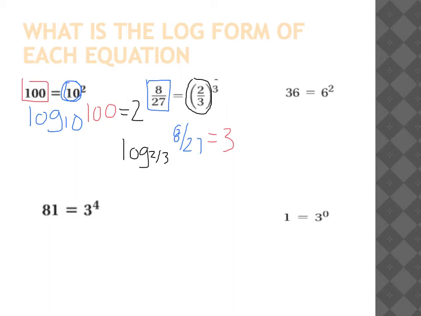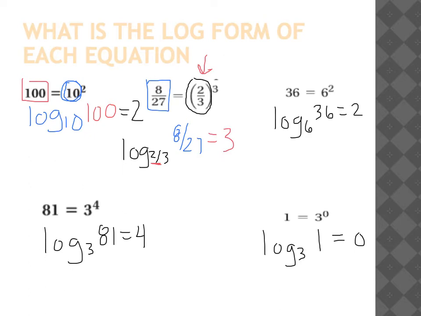The second one, you should have got log base 2/3. Again, this is going to be your base. As an exponent, whatever number is raised to the number, that's your base. And as a log, it's always the little number by the log. My other 4 problems should be log base 6 of 36 is equal to 2. Log base 3 of 81 is equal to 4. Log base 3 of 1 is equal to 0.